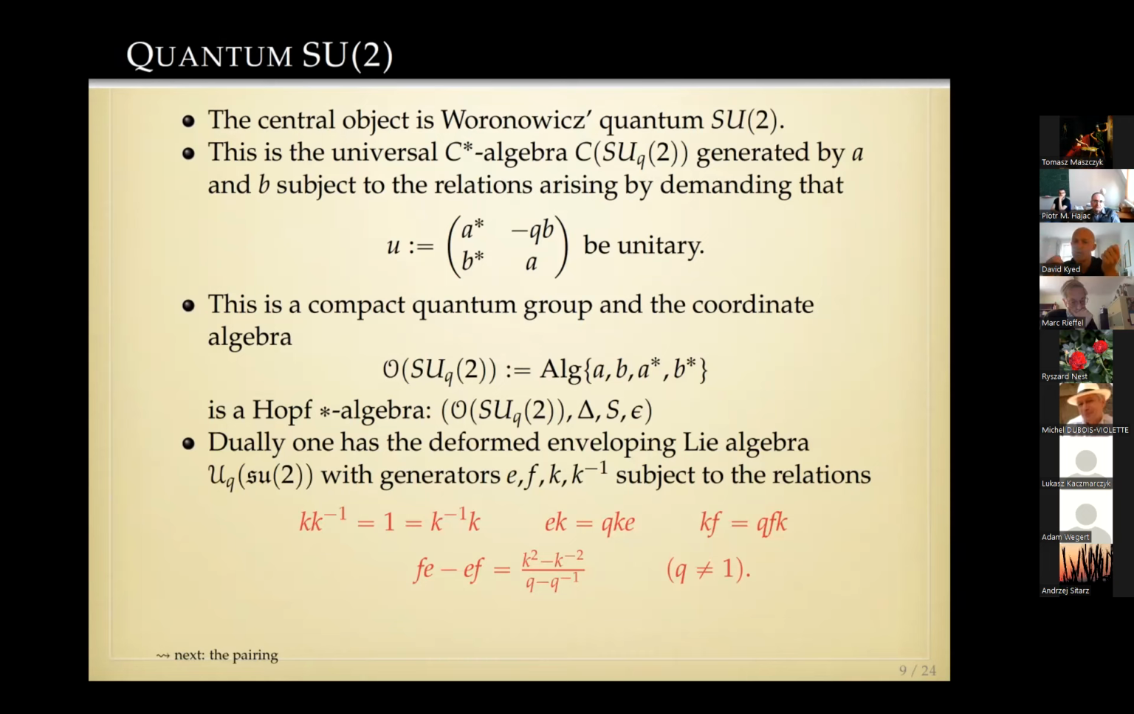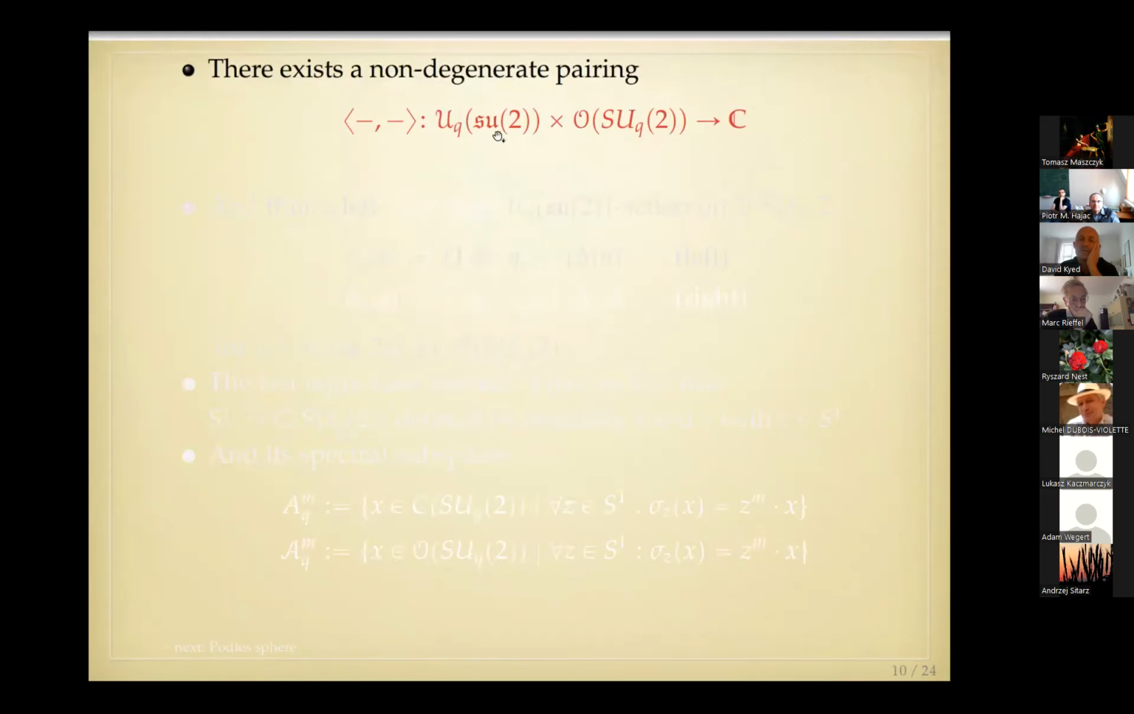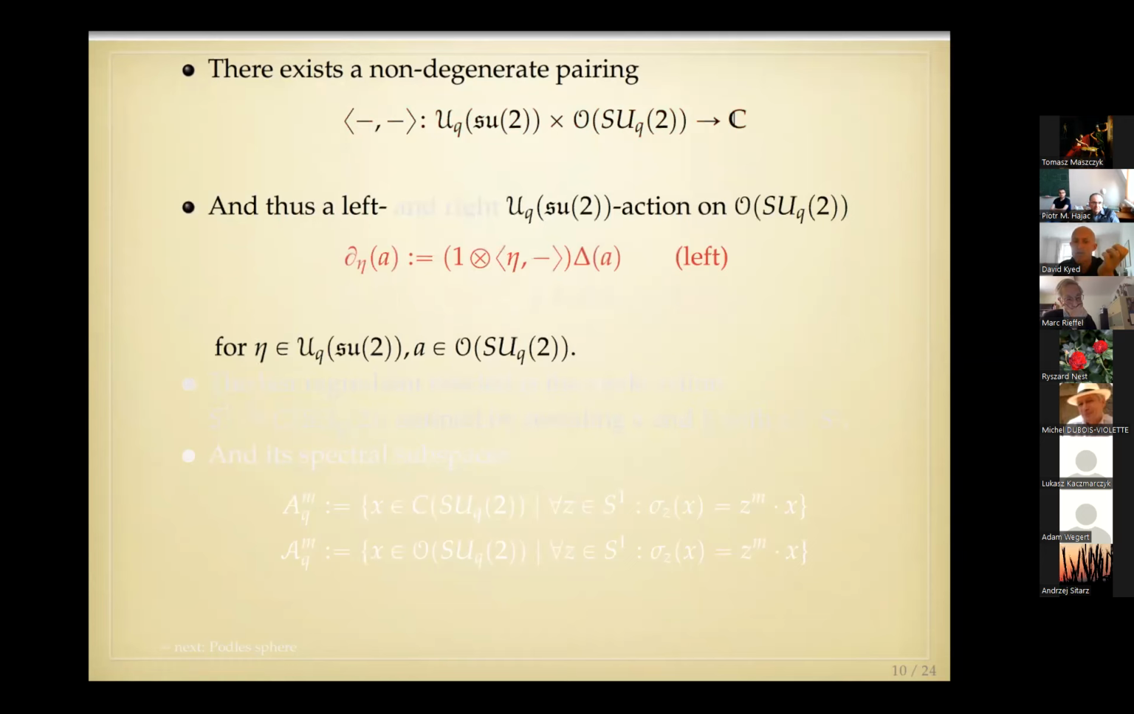And this beast, this U_q(su2), interacts well with the coordinate algebra, in the sense that you have a pairing between the two algebras. So this is a pairing of this algebra and that algebra, and it's not only a pairing, it's actually a pairing of Hopf algebras, because this is a Hopf algebra. I didn't tell you why, but it is. This is a Hopf algebra, and it's even a pairing of Hopf star algebras. So there's a lot of structure to this pairing, but you don't need to know too much about the pairing. All you need to know is that from it, you get a left action of one algebra on the other.